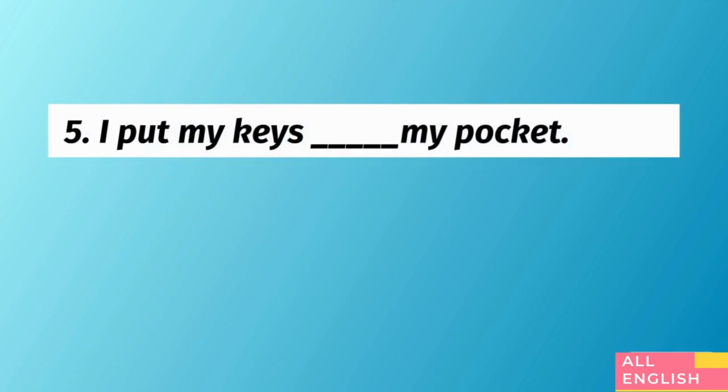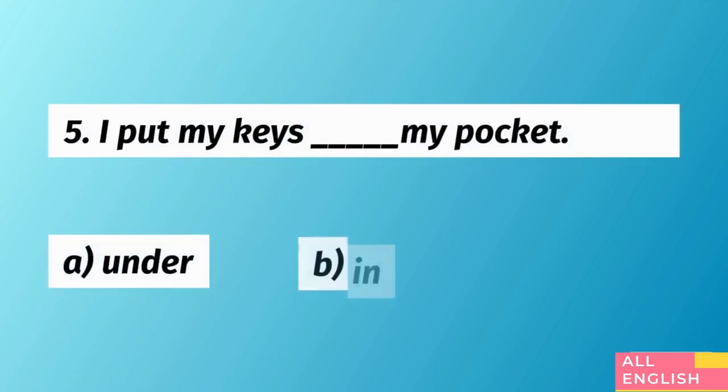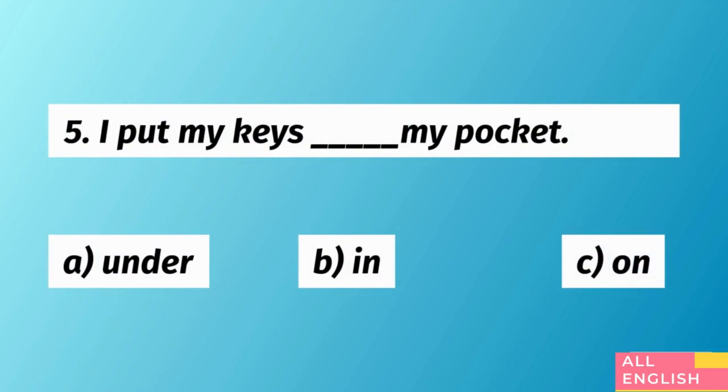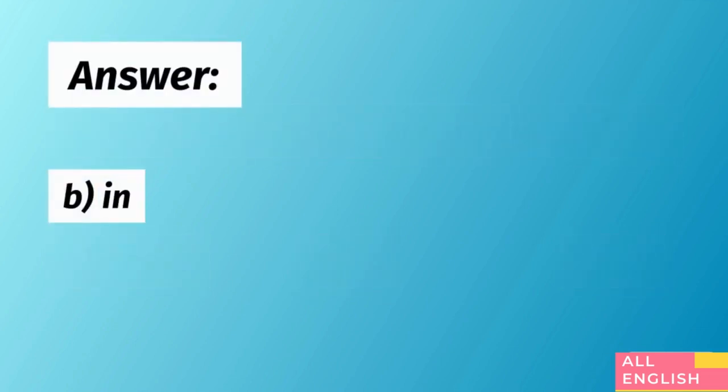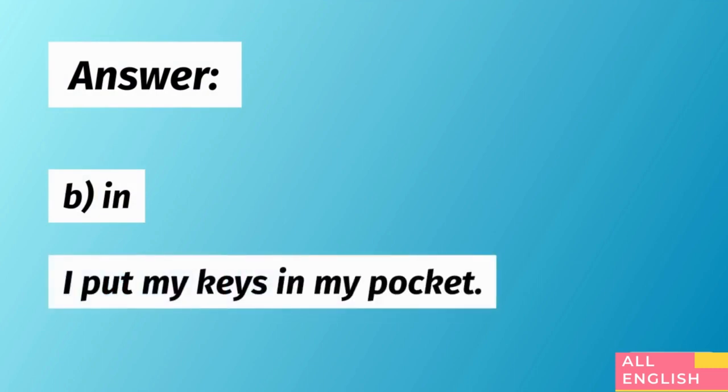5. I put my keys blank my pocket. A, under. B, in. C, on. Answer: B, in. I put my keys in my pocket.